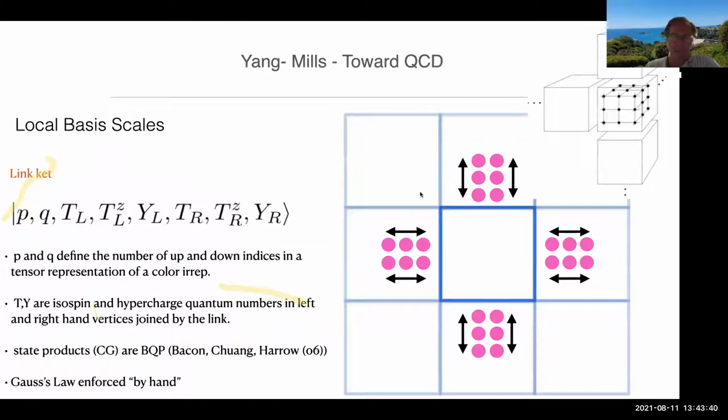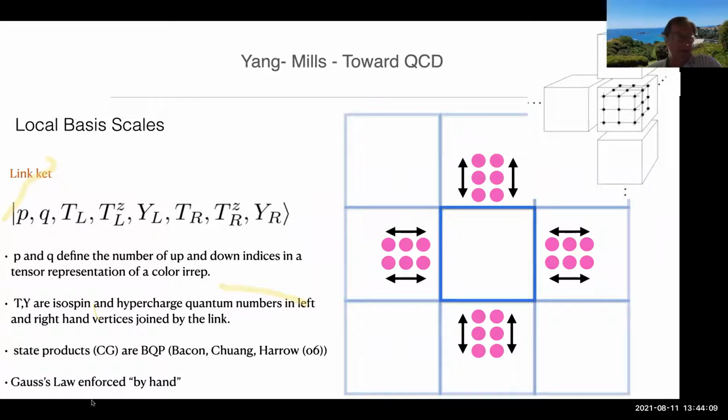So this is a local construction. It scales well. There's some classical processing that has to happen, of course, because one's dealing with an SU(N) group and one has to figure out transition amplitudes and so forth. It was shown by Bacon, Chuang, and Harrow in 2006 that, in fact, creating these SU(N) Clebsch-Gordan coefficients resides in BQP. So this is something that one can also do efficiently on a quantum computer.